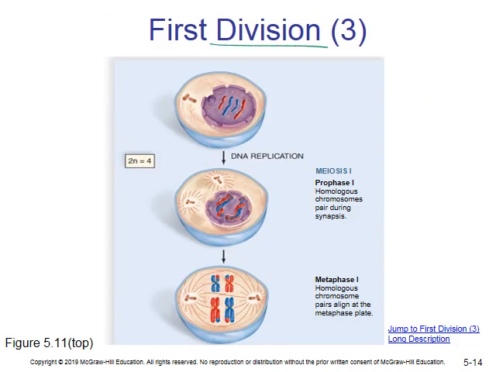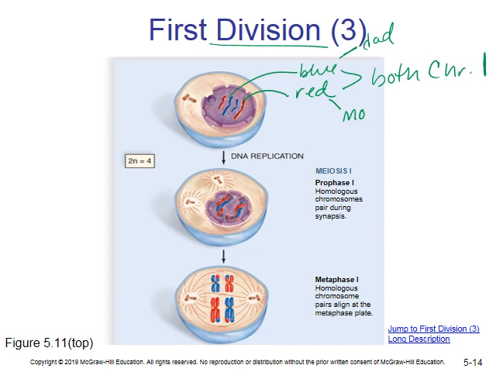Okay, here's the first division. So we start with this chromosome in blue and this chromosome in red. They're both, let's say, chromosome number 1. You got the blue one from your dad, and we're going to say you got the red one from your mom. Now you have one of each, right? You've got one chromosome from mom, one chromosome from dad, so you have 2 number 1 chromosomes.